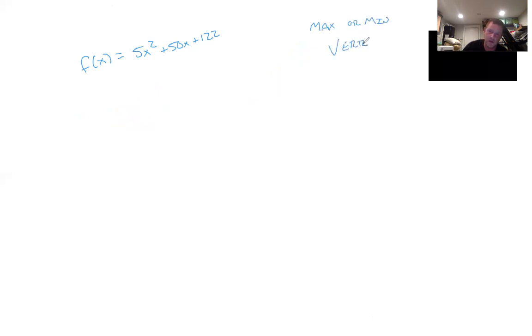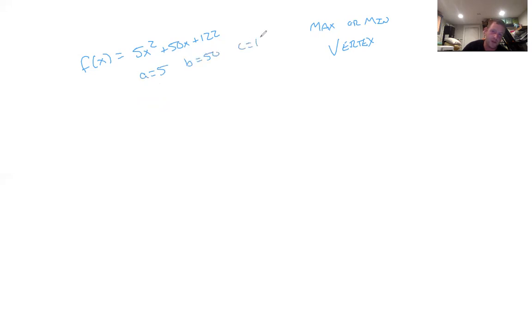All right, determine whether the following function has a max or min. Find the value and where it occurs. So the value is the y value, and where it occurs is the x value. The function they give you is f of x is equal to 5x squared plus 50x plus 122. And again, anytime they say max or min, you should look for the vertex. That's the key, which is negative b divided by 2a. A is 5, b is 50, c is 122.